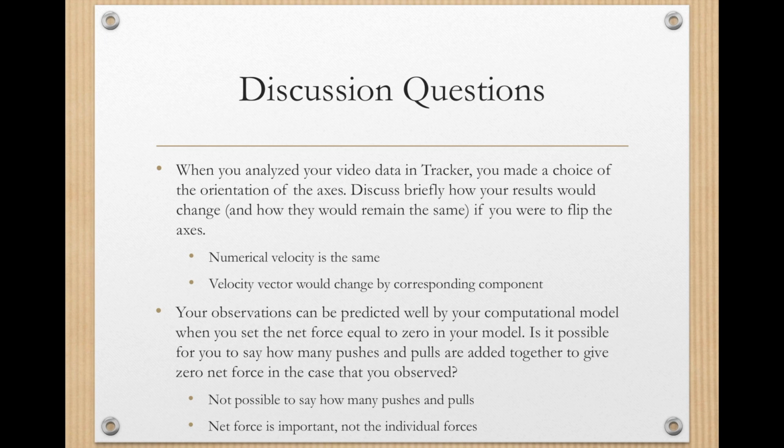It is not possible to say how many pushes and pulls are added together to give the zero net force in the observed case. There could be many forces acting on an object, such as gravity, air, friction, and even more interactions that are invisible to the eye. What is important in measuring forces is not the individual impact of each interaction, but the net force.